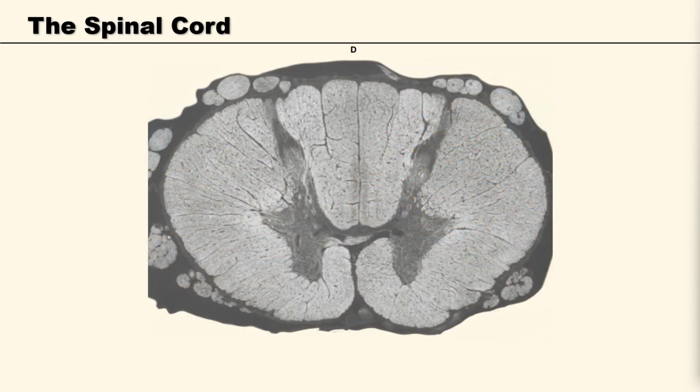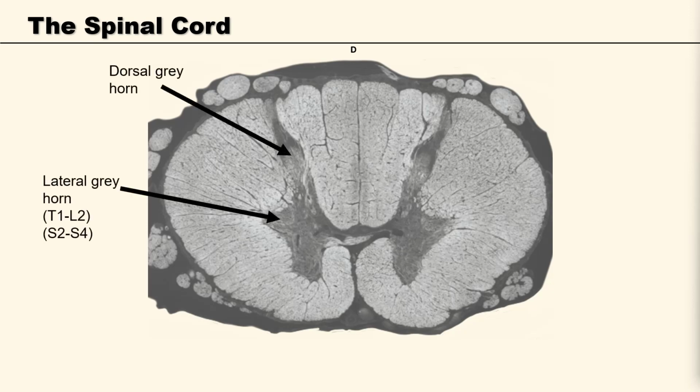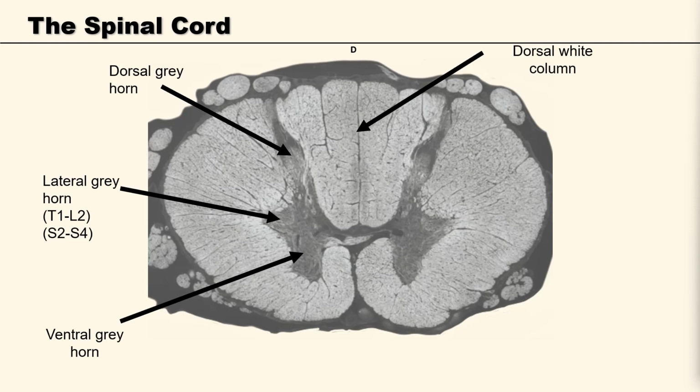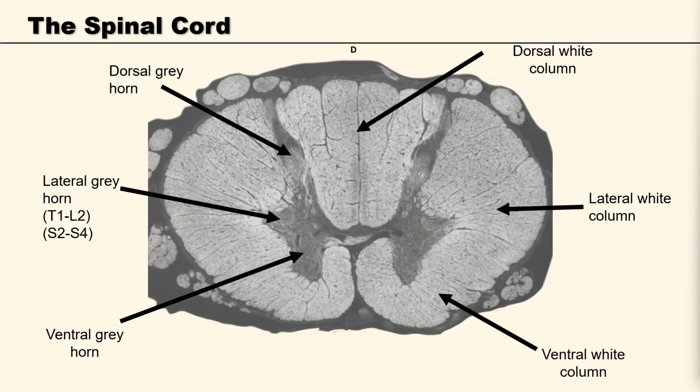On this slide, we will quickly recap the anatomy of the spinal cord. Let's look at the grey matter first. Here we have the dorsal grey horn, the lateral grey horn, which is only present between T1 and L2 and S2 and S4, and the ventral grey horn. So now, moving on to the white tracts, we have the dorsal white columns, the lateral white column, and the ventral white column. And lastly, we have the anterior white commissure, which will become very relevant soon.